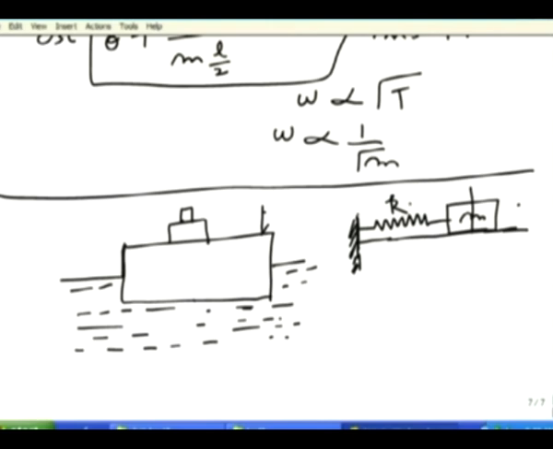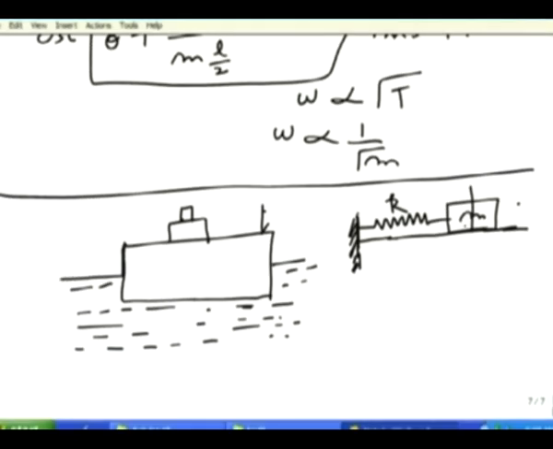Now, if K is more, then it is able to provide more restoring force, and therefore, it will try to bring it quickly to the stable position, and therefore, the frequency of vibrations is more in this case. In the other case it comes back to the original position slowly, and therefore, the frequency of vibration is less.